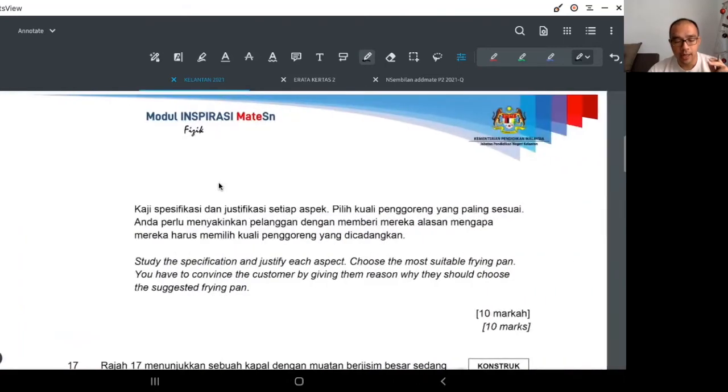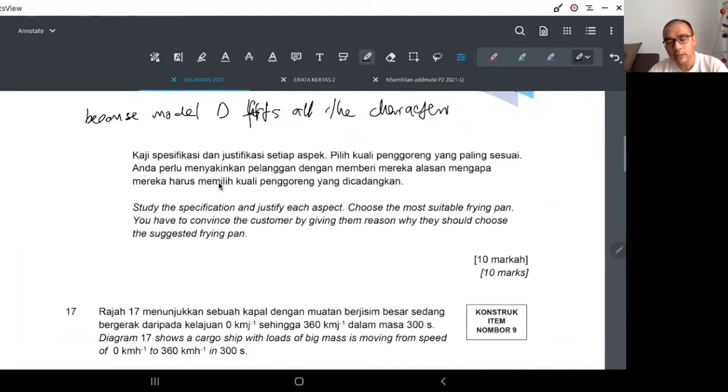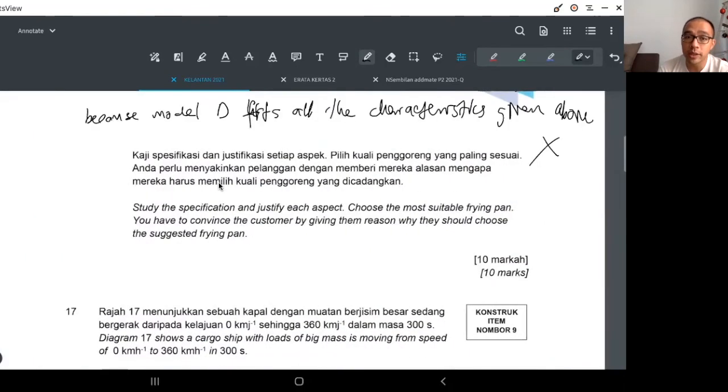Okay, and I've said this to people in SA. I'm not really sure whether I told this to ST, but I will definitely not give marks if you say, because model D fits all the characteristics given above. This is wrong. Okay, I will mark it wrong. So I will emphasize this again and again. Make sure you write all 4. Make sure you write all 4. Okay, so that you don't lose out on the 10th mark.